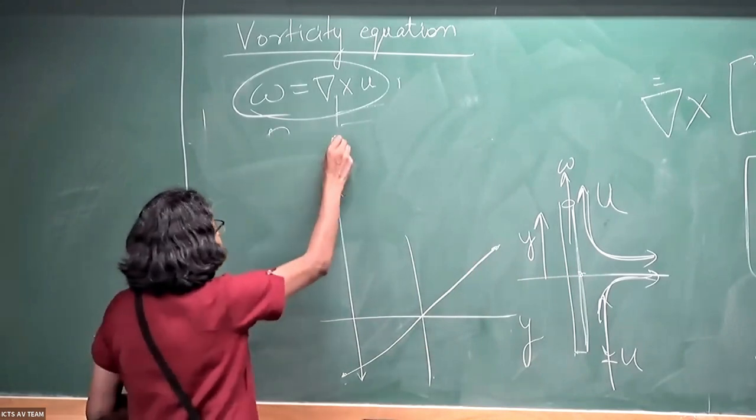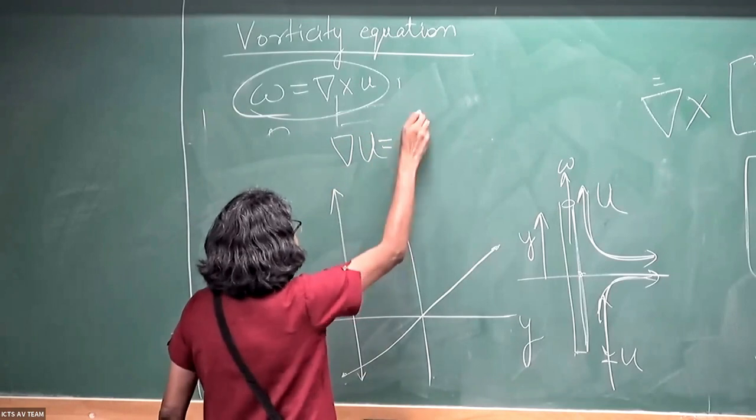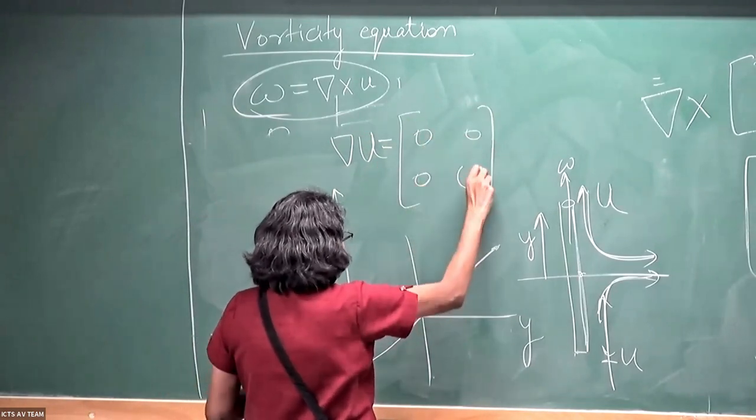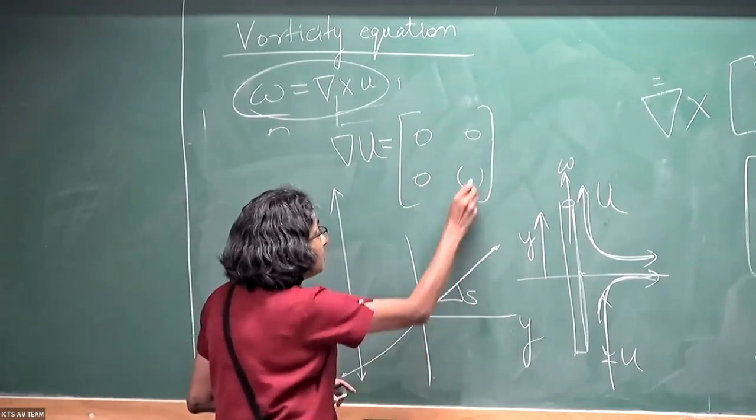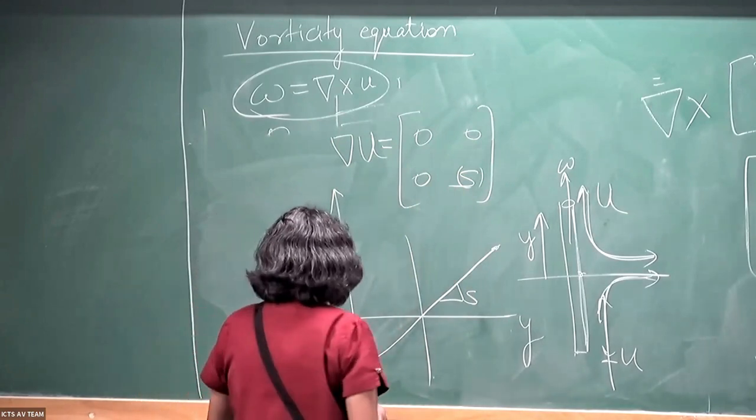So if I want to write the grad U tensor, it will be like 0, 0, 0, and some positive value here, just the slope of this. If this is the slope, it will be that. Got it? That's the grad U tensor.